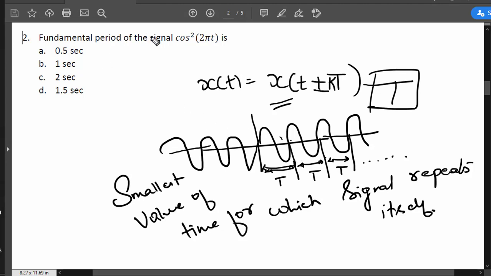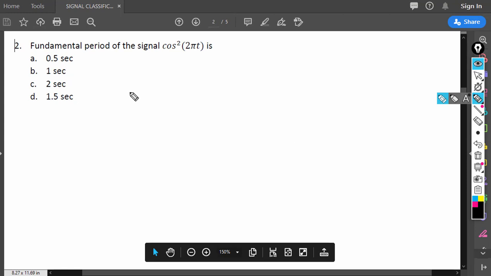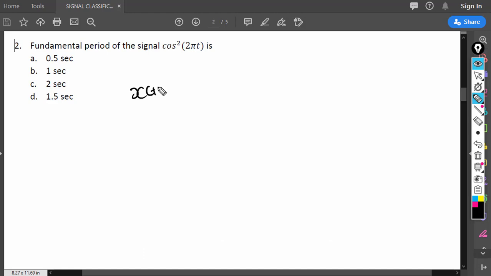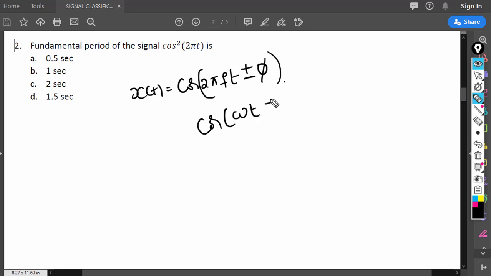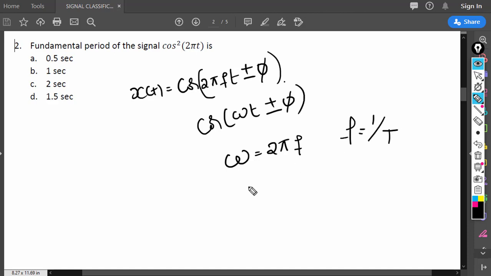Now in this question, I have to find the fundamental period of this sequence. Let me start with the fundamentals first. If the sequence is something like x of t equals cos of 2 pi f t plus or minus a phase, the fundamental period has nothing to do with the phase. Fundamental period has to do with only the frequency and time. So this is of the form cos of omega t plus or minus a phase. What is omega? Omega is equal to 2 pi f, and I can write f as 1 by capital T. So I can write omega as 2 pi by T. This omega, which is 2 pi by T, I'm going to equate with the given signal's coefficient of t, which is 2 pi f.